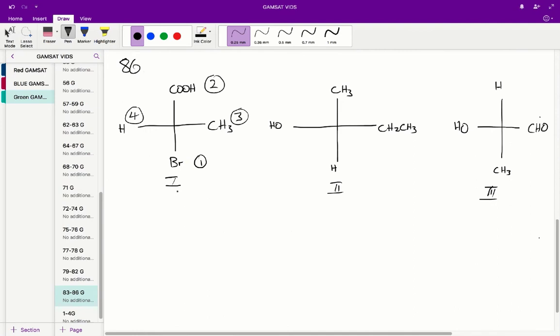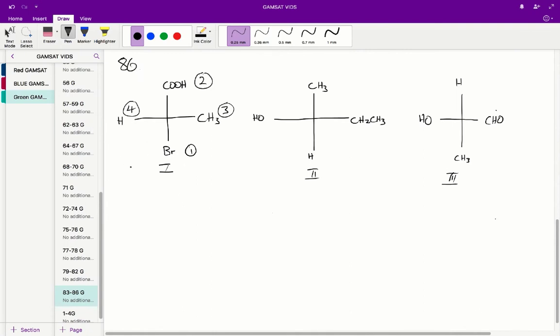Question 86. Consider the Fischer projections of the following 3 compounds, 1, 2, and 3. The S configuration is found in... The S configuration is found if, when you go from the highest to the lowest priority groupings, you find yourself going in a counterclockwise direction. So let's try and answer question 86. For structure 1, we have the following 4 groupings, and the priorities are listed as such. The highest priority is bromine with number 1. Second highest is the carboxylic group, then the alkyl group, then the hydrogen. The lowest priority one, you generally want it to be facing away from you.